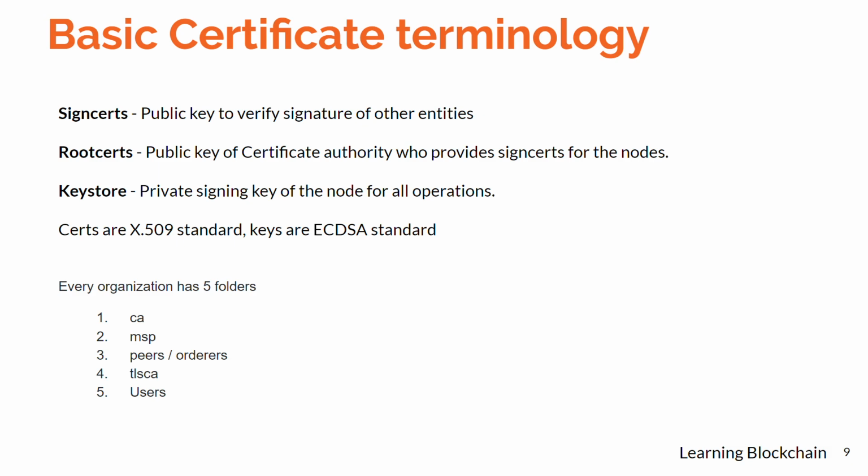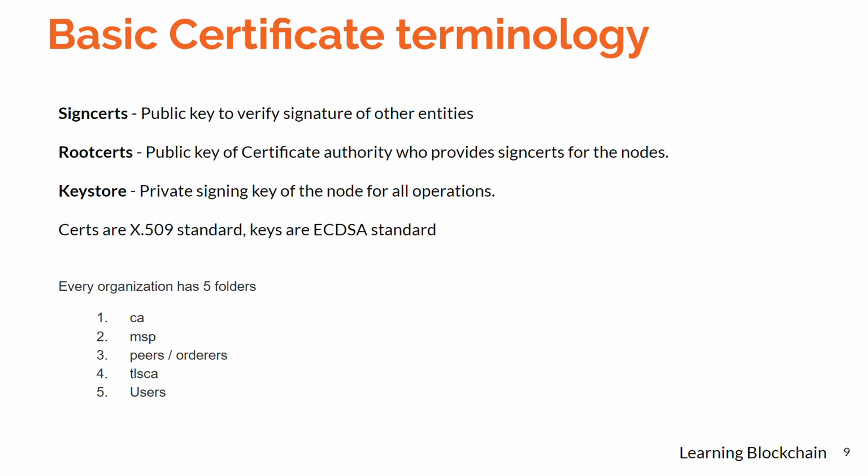So sign certs means it is actually the public key to verify the signature of other entities. Basically Hyperledger Fabric works on private and public key infrastructure. So this PKI means that you will sign one transaction or anything using your private key, and someone can verify that particular thing using the public key. Public key means it is already public, that you have given that key to anyone, and if they receive some signed transaction, then they can verify that transaction using the public key, that yes, you have actually signed this particular transaction. So sign cert is actually the public key.